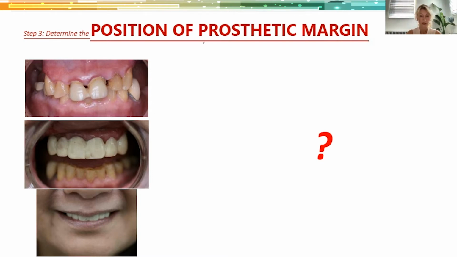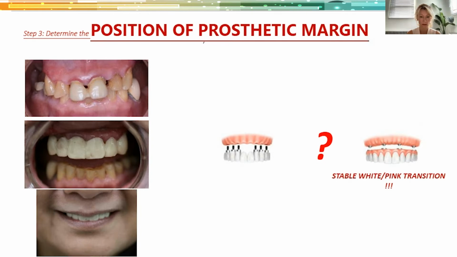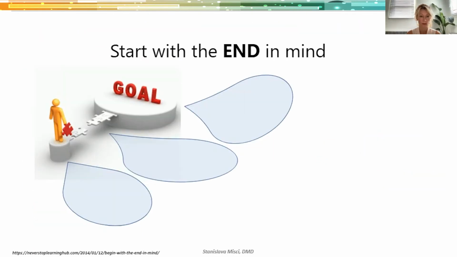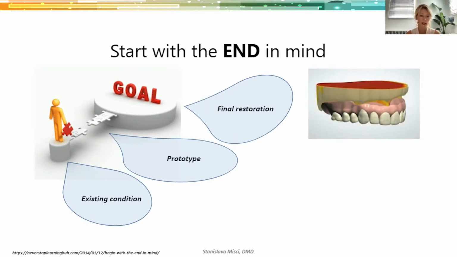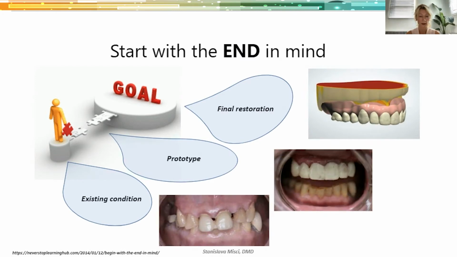So as I said, for that future fixed restoration, that will be the next step of our treatment planning, and that will be done after our immediate denture. So the final restoration for this stage is the immediate denture, the existing condition we had, and then the prototype is that mock-up. For the next step of the treatment, our final restoration will be the actual restoration, depending on which way she wants to go, and we will go from there.